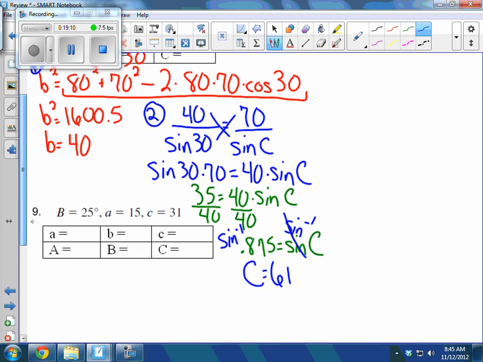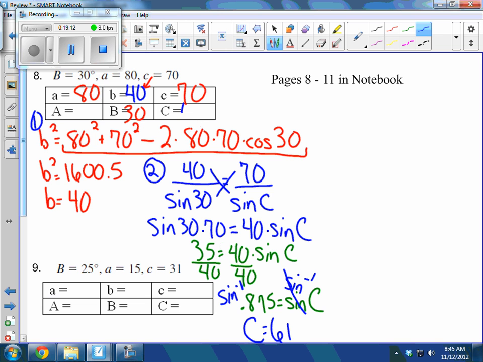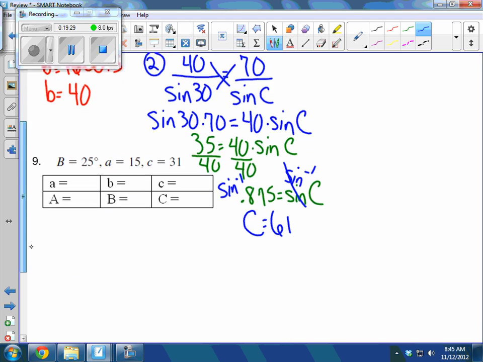So what I'm going to do is go back up to my answers. Big C is about 61. And then I can find the other angle, because remember the 3 angles add up to 180. So if I have 30 and 61 so far with 180, that means A should be 89 degrees. Okay? All right, let's go to number 9.